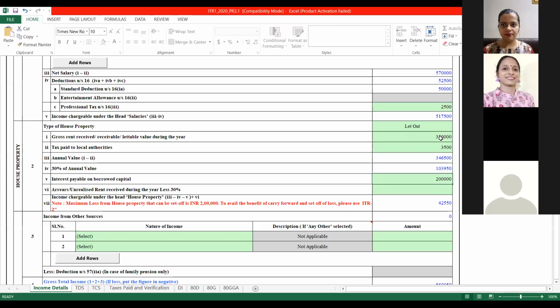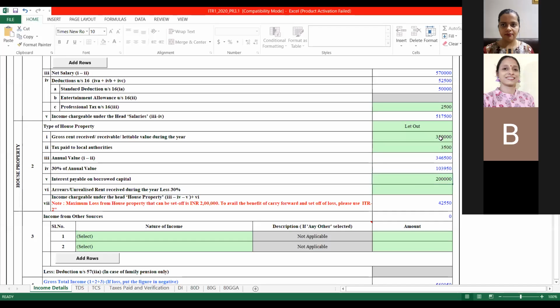Now if I enter the interest on house property, say for example, 2,25,000, see, now it is allowing me to enter the amount. There is no message from the system, because in case of let out property, any amount of interest which I pay is allowed as deduction. And because of which I can enter the amount even above rupees 2 lakhs.